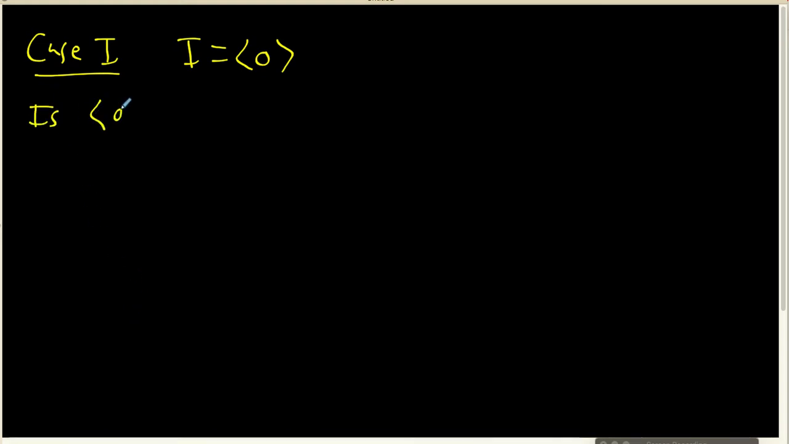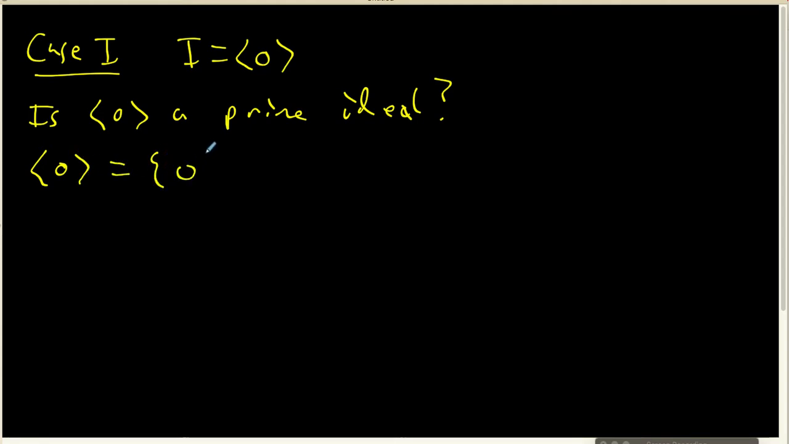So the first case, let's think about I being the 0 ideal. And the question is, is this ideal a prime ideal? Well, let's see. Is this guy a prime ideal? Well, let's think about this. I know that the ideal generated by 0 consists of just the 0 element.